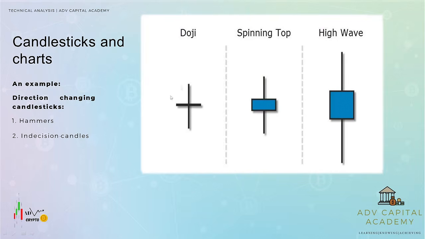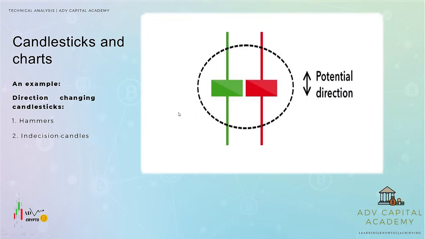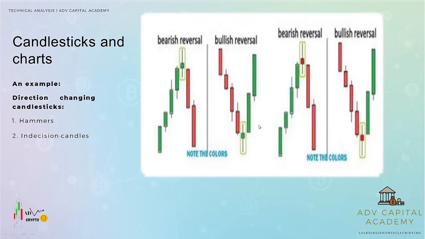We also have indecision candles, where we have doji, spinning top, and high wave. If we have a price going up and down and then indecision candles, they're also showing us that it could be a change in a trend. They can change in both directions, up or down. This is what usually happens when we have an indecision candle and the price starts going lower. The same if the price was going lower and there is an indecision candle, the price goes higher.